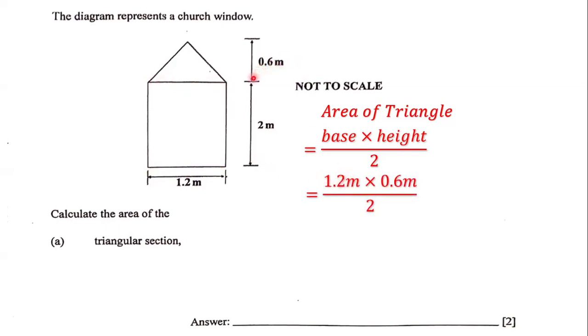Now we have to determine the height. The height of the triangle is given by 0.6 meters. That's the height of the triangle. And so the base is 1.2 meters and the height is 0.6 meters, and we're going to divide that by 2.